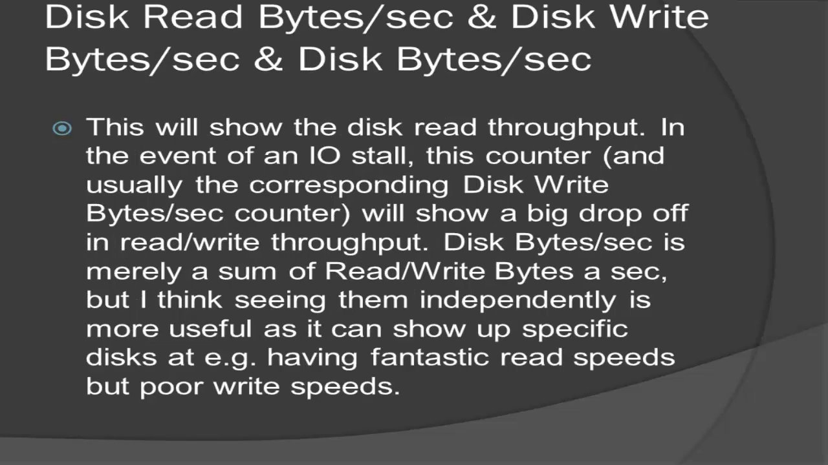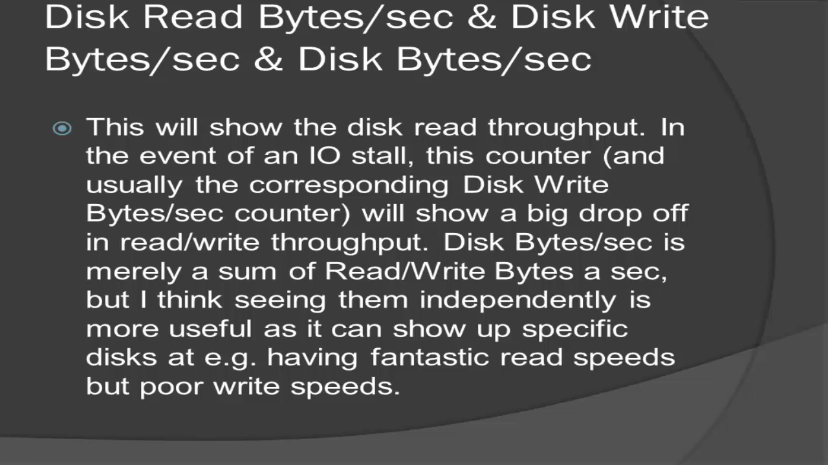The thing I looked at on this was the disk read bytes per second and the disk write bytes per second. And there's also the disk bytes per second. Well, basically, this shows you the disk reads throughput. And in the event of an I/O stall, this counter and usually the corresponding disk write bytes per second will show a big drop off in read and write throughput. The disk bytes per second is merely a sum of the read and write bytes per second.